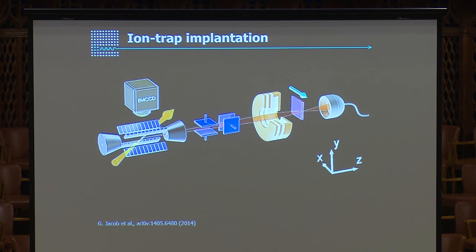And the beauty is that the counting is done in the trap. You don't need to make a single ion detector on the chip. In the ion trap, you can tell when you have one ion, so it's very convenient.